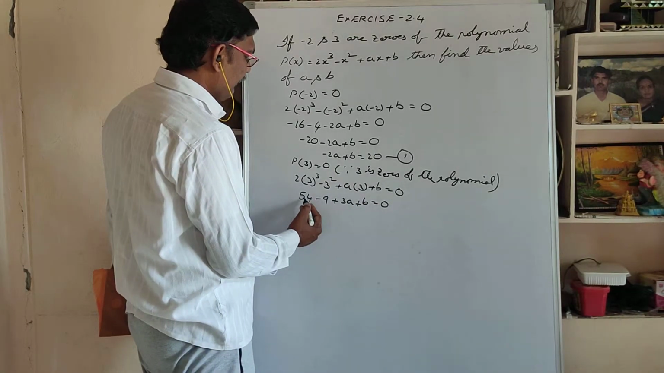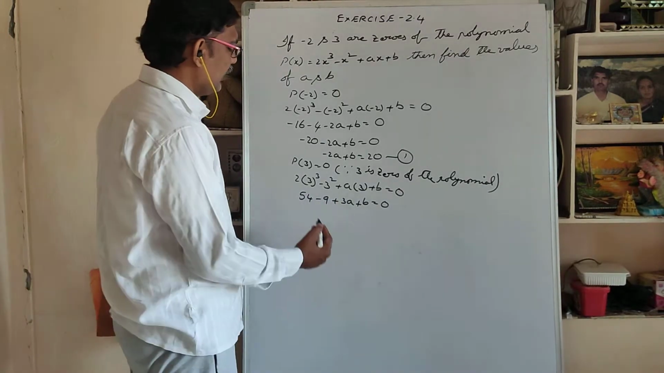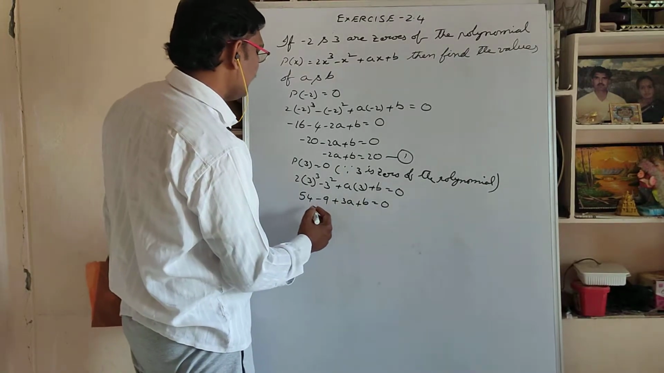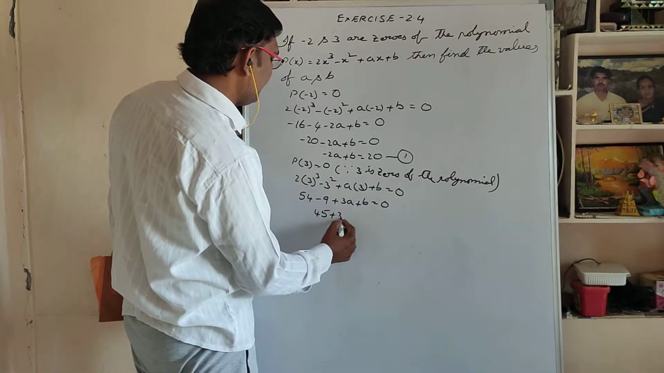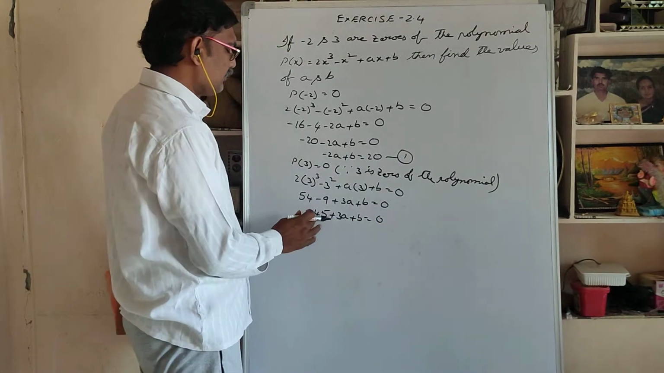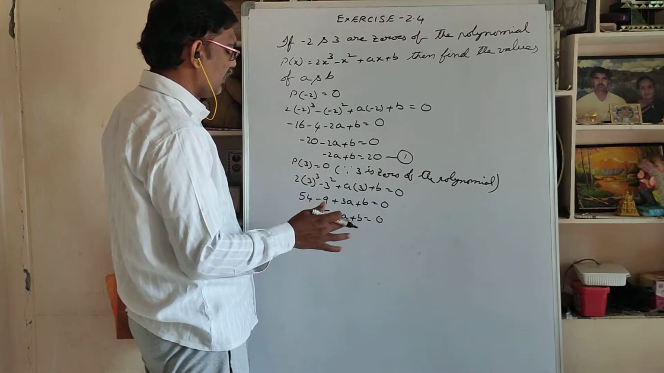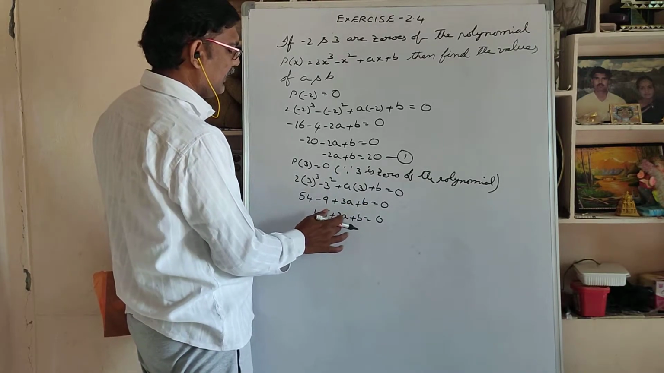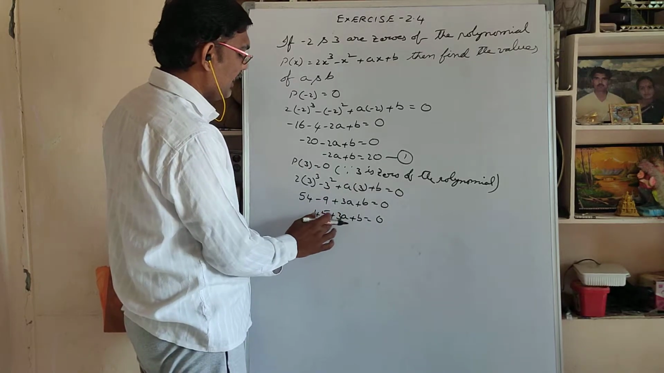Now from 54 you should subtract what? 9. Then how much are you getting? 45. So 45 plus 3a plus b is equal to 0. Some students will write 45 plus 3a is 48a. It is wrong. 45 is the number, 3a is alphabet, means it is variable. You can't add these two.